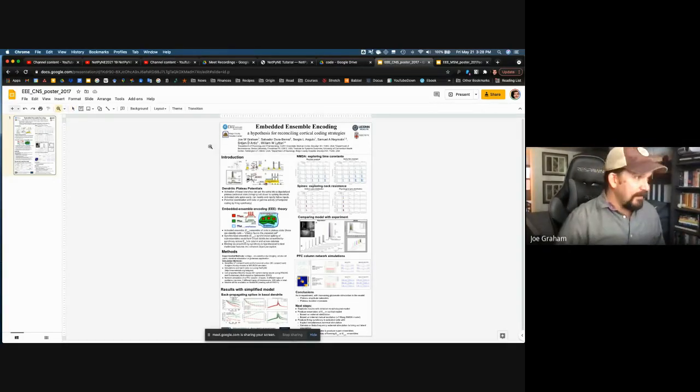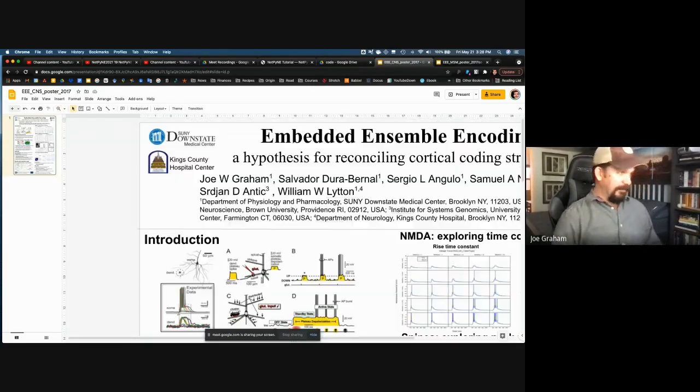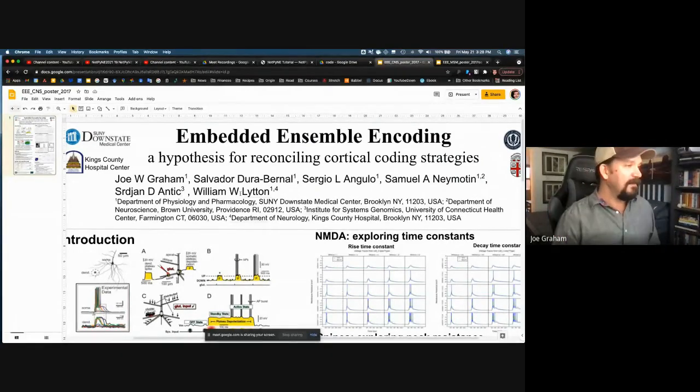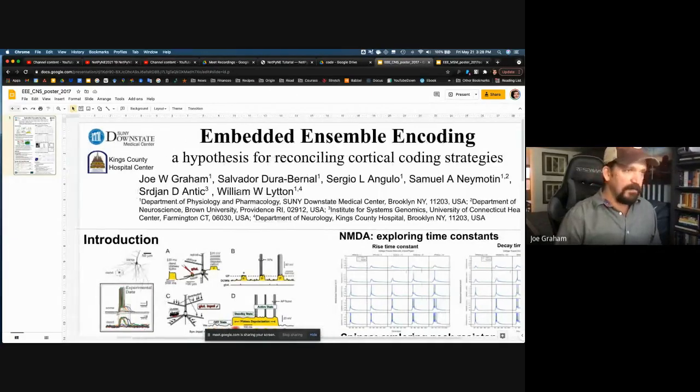And yeah, let's zoom in here. Just to put some names here: me and Salvador, Sergio, who's an MD PhD, now in his MD phase, and Sam Nemotin. Surgeon is our experimental collaborator. It's great to have an experimentalist you can work with. And of course, Bill worked on this also.